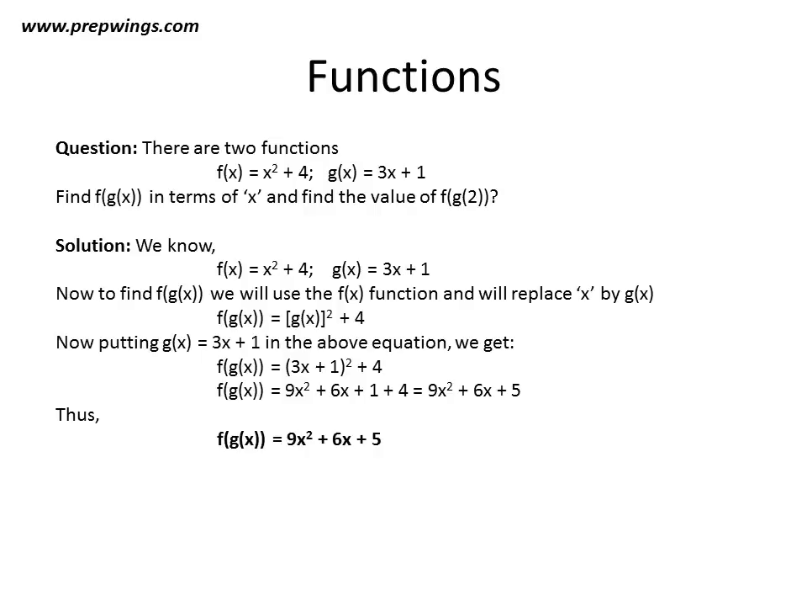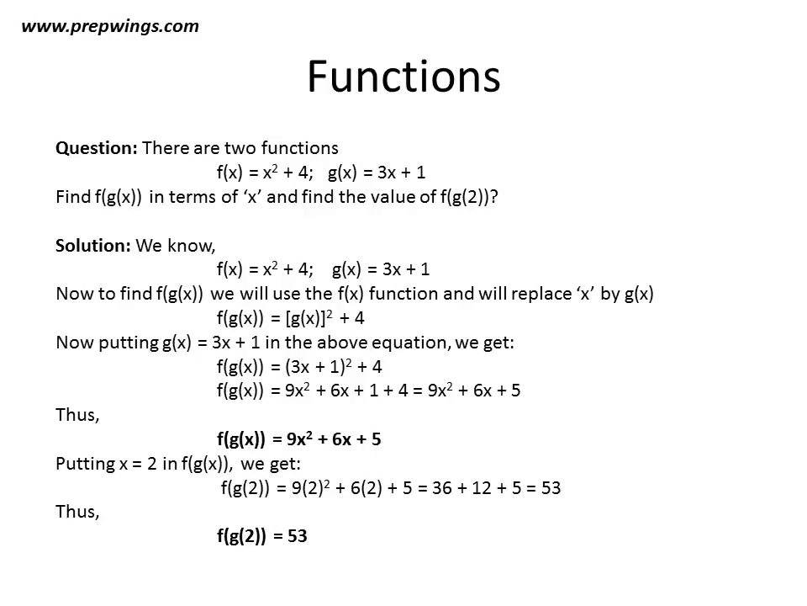Now we need to find out the value of f of g of 2. So putting x equal to 2 in f of g of x, we get f of g of 2 to be equal to 9 into 2 square plus 6 into 2 plus 5, which is equal to 53. Thus f of g of 2 is equal to 53.